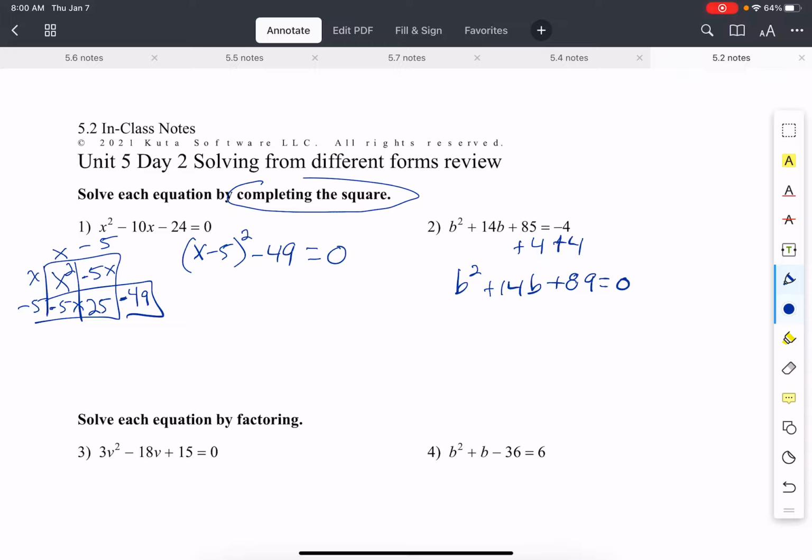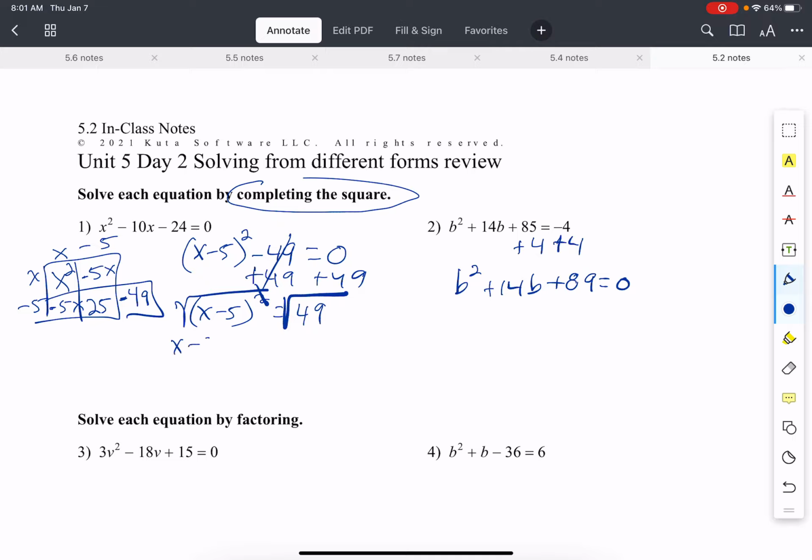So when I solve, that means I want to get x alone. So I need to start undoing everything, right, around the x. I start by getting rid of everything that's not squared. So when I say that, what am I asking you to do? Get rid of the 49. Add the 49. Good. Now what? Square root, good.